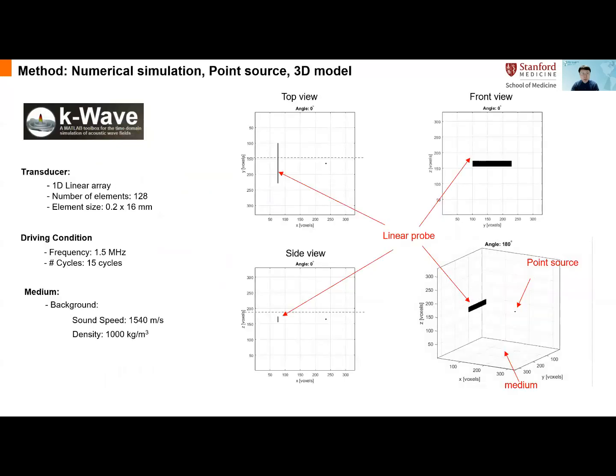For the validation of the proposed method, we performed a test with a point source at several locations. A point source generates a pulse of 1.5 MHz and 15 cycles at 35 mm from the probe. The signals were acquired repeatedly while the probe rotates from 0 degrees to 179 degrees.